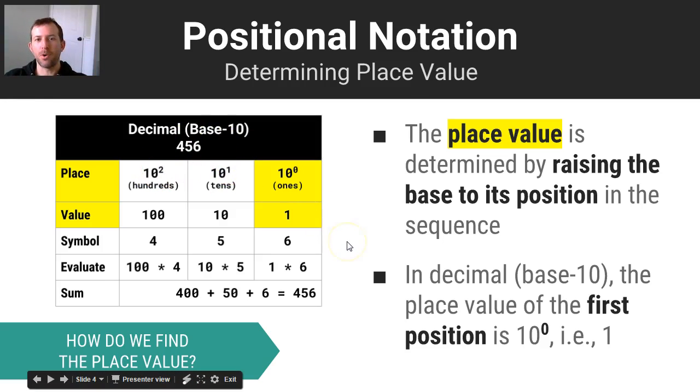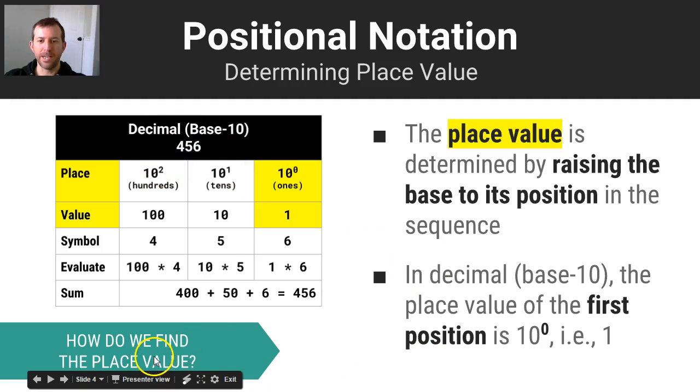So this pattern holds true for all number systems that employ positional notation. Just remember, the place value is determined by taking the base and raising it to an exponent, and that the first position starts with a 0 and increments from there. The second position is a 1, the third position is a 2.